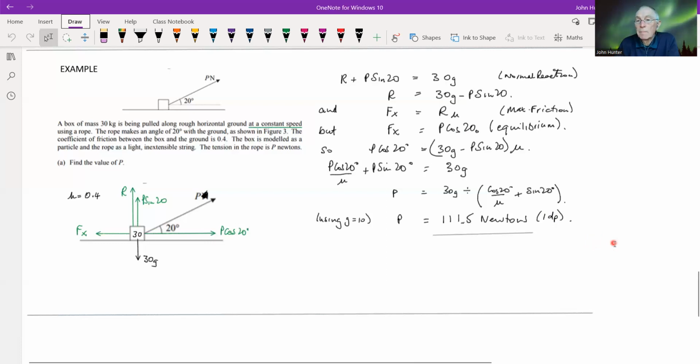Okay, so in the next video, we'll be looking at moments. So we're looking at rotational forces in equilibrium. So I'll see you in the next video.